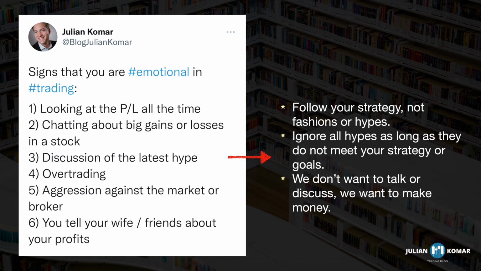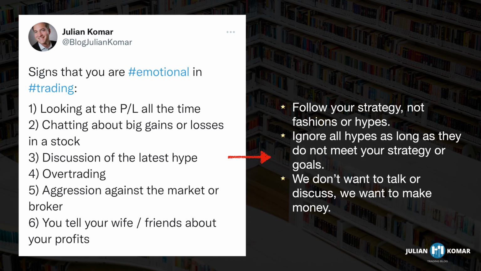The third point, discussion about the latest hypes. So there are always hypes in the market. At the moment we have cryptocurrencies as a theme. Maybe some recent hypes are cannabis stocks or hydrogen stocks, solar stocks, whatever. There are always hypes about that. And people love that. And people love to chat and talk about hypes. And that's okay. I don't do that.